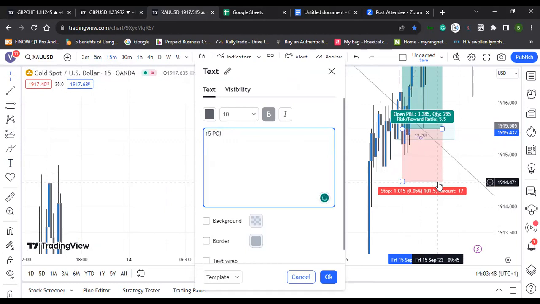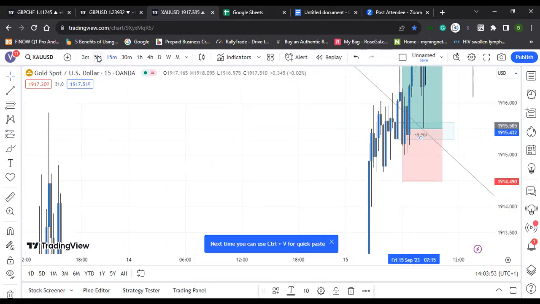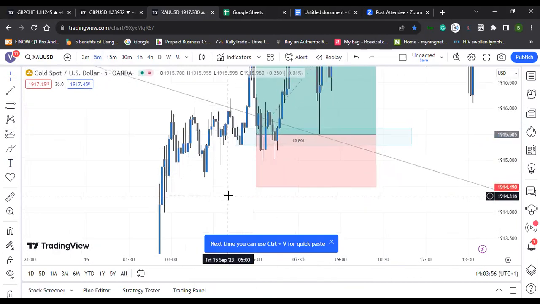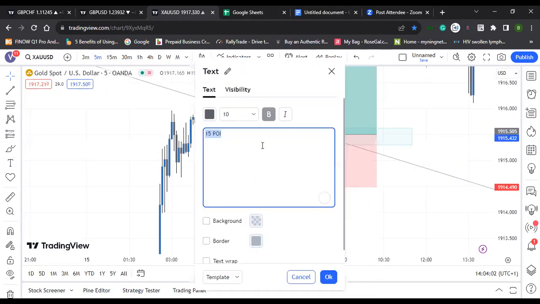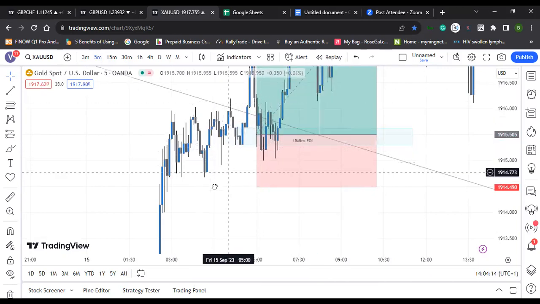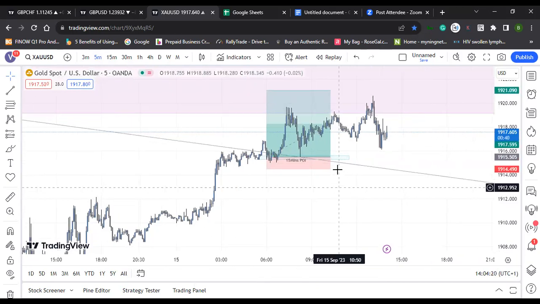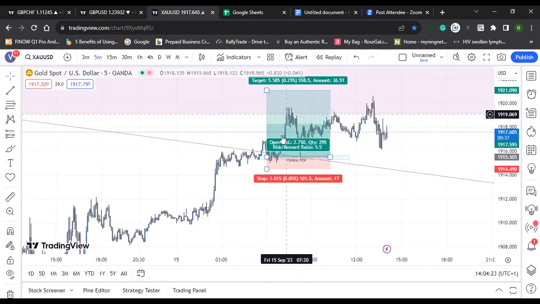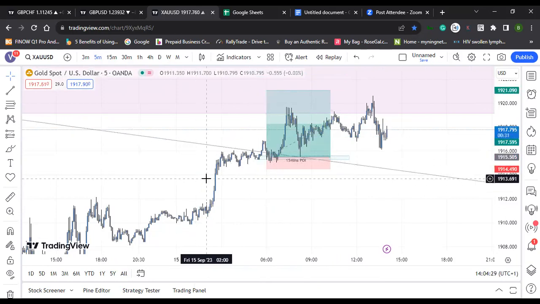POI. So at this point, I expected the market to come back down into this, my POI, and buy, right? Expected it to come into this, my POI, and buy. And when it got into this region, I was like, guys, let's start buying.